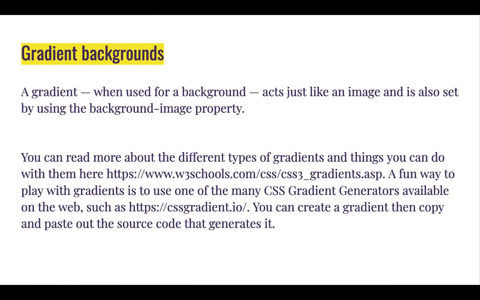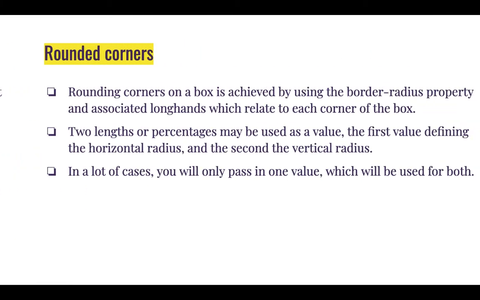Gradients backgrounds. Gradients, when used for a background, act just like an image and are also set by using the background image property. You can read more about the different types of gradients and things you can do with them on W3Schools' website. A fun way to play with gradients is to use one of the many CSS gradient generators available on the web, such as cssgradients.io. You can create a gradient, then copy and paste out the source code that it generates.